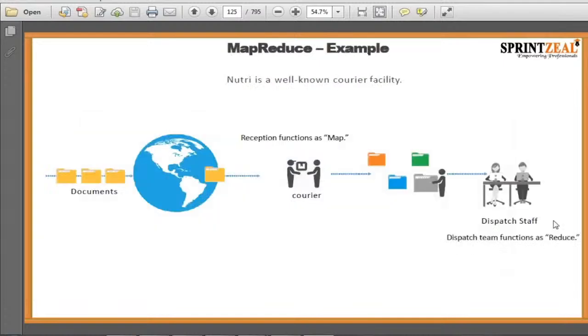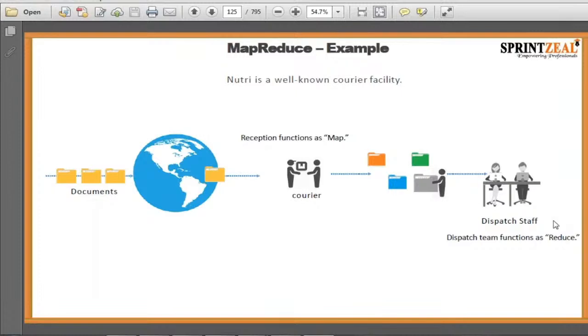Now after that, we got the MapReduce concept, which is a way to distribute the workload to achieve the goal of processing a huge amount of data. So in a real life case, let's say we have to deliver some couriers, right?